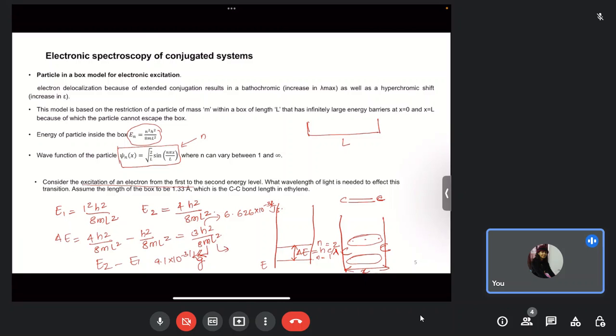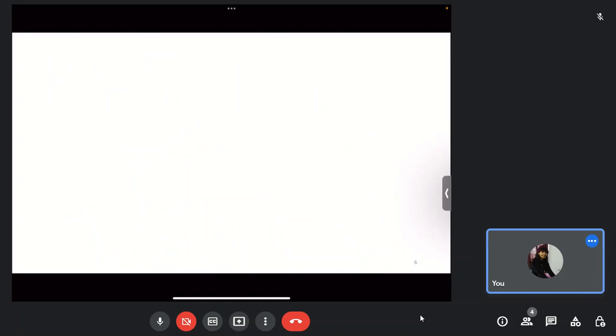So length of the box is given by the CC double bond length, which is 1.33 angstrom. 1 angstrom is 10 to the power minus 10 meters. So it is 1.33 into 10 to the power minus 10. Okay, let's do the calculation.